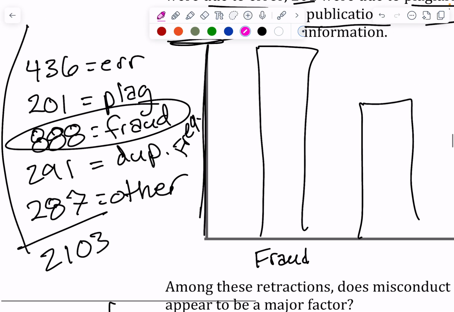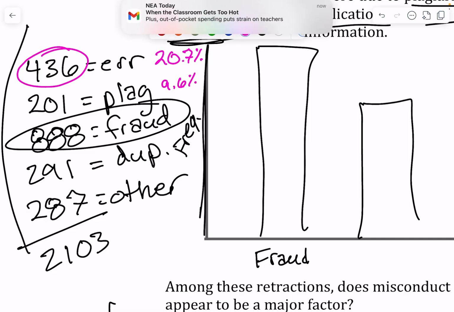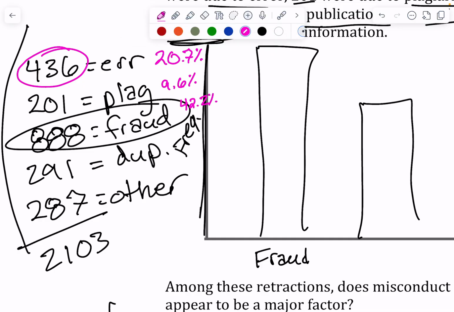Okay, so I'm going to go ahead and do these percentages. So if I do find error, I'm taking 436 and dividing by the 2103. 436 divided by 2103 is about 20.7%. 201 divided by 2103 is a little less than 10%, so 9.6%. 888 divided by 2103 is 42.2%. 291 divided by 2103 is 13 point.